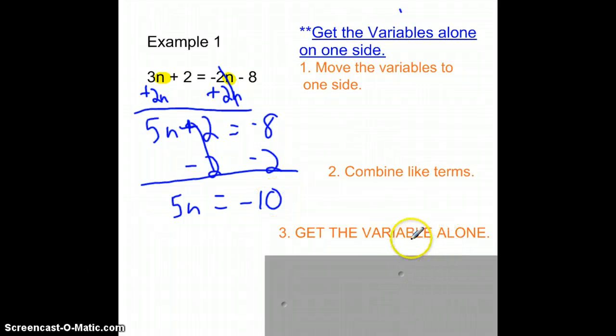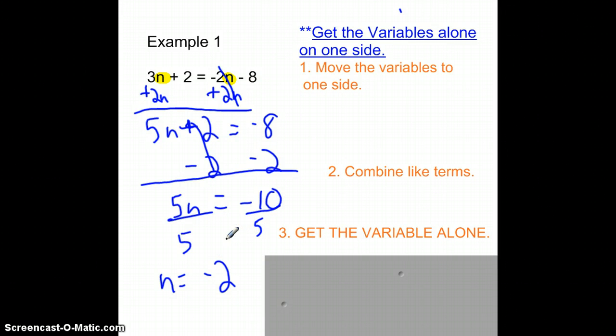And now, again, we're almost there. We almost have the variable all by itself. 5 times n, that's multiplication, so we've got to do the opposite there. We've got to divide. Divide by that 5 on both sides. What you do to one side, do to the other. n equals negative 2. Negative divided by positive.